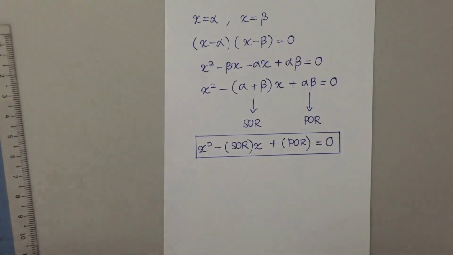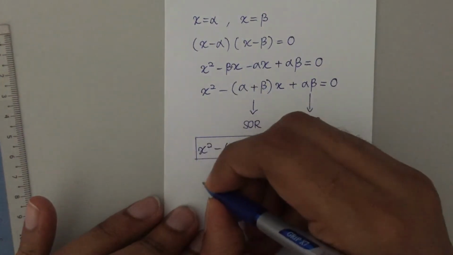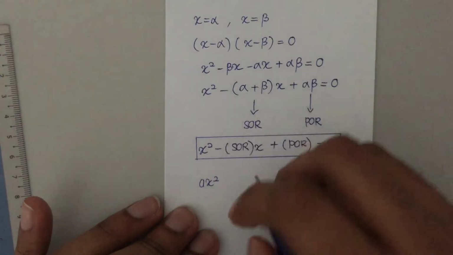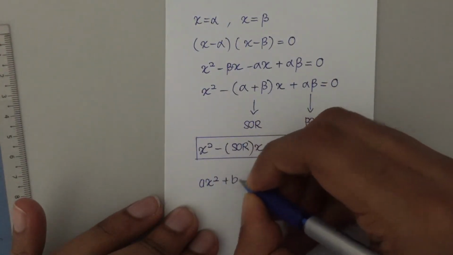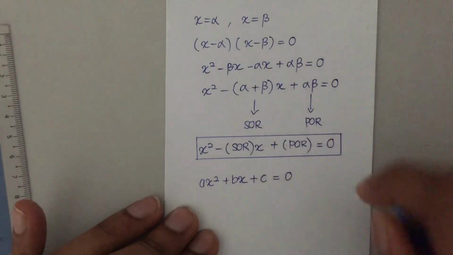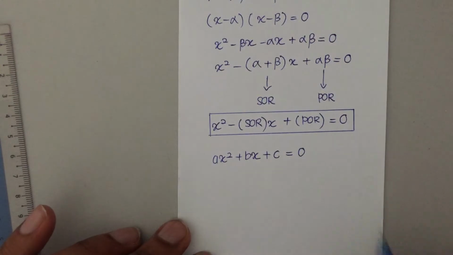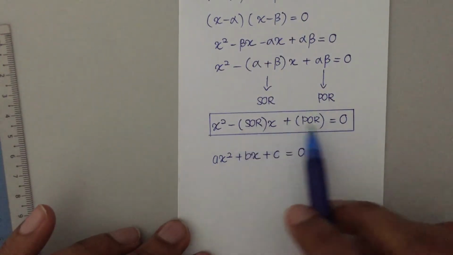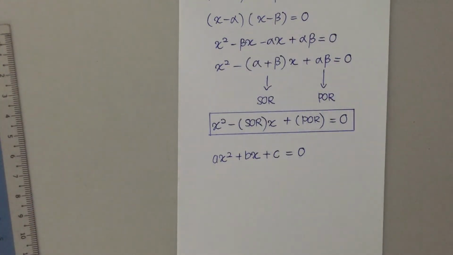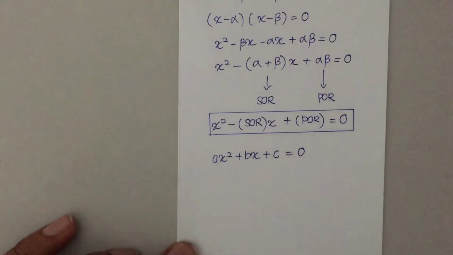Okay, so let me give you a quick explanation based on the SOR and POR concept. Let's say you have a quadratic equation ax squared plus bx plus c equals 0. From here you want to use the SOR and POR concept to find the roots. So how are you going to find the roots? Before you find the roots, the first step is you need to make sure that the coefficient of a is equal to 1.